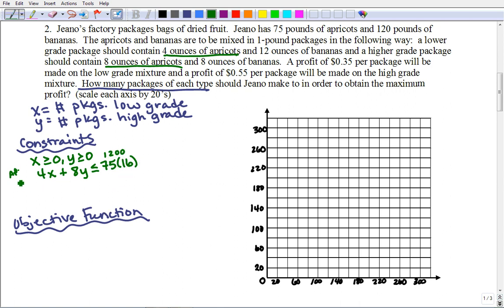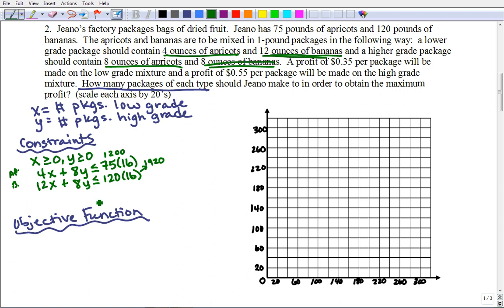Same thing. Okay, so now let's look at the information about the bananas. So we use 12 ounces of bananas for each of the low-grade packages, so 12x plus we use 8 ounces of bananas for each of the high-grade packages, so 8y less than or equal to, we have 120 pounds total, again times that 16, in that case that would be 1,920 ounces if you wanted to convert that, or you could just leave it as 120 times 16.